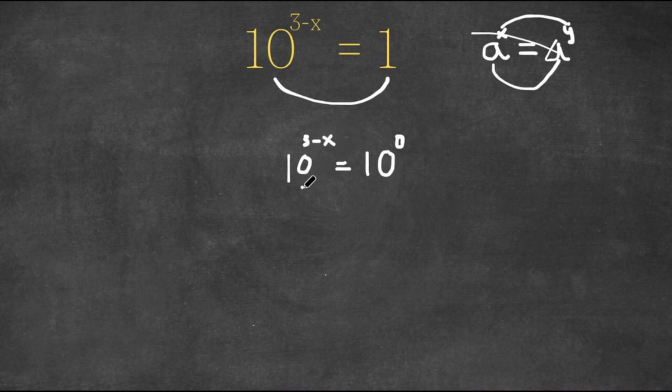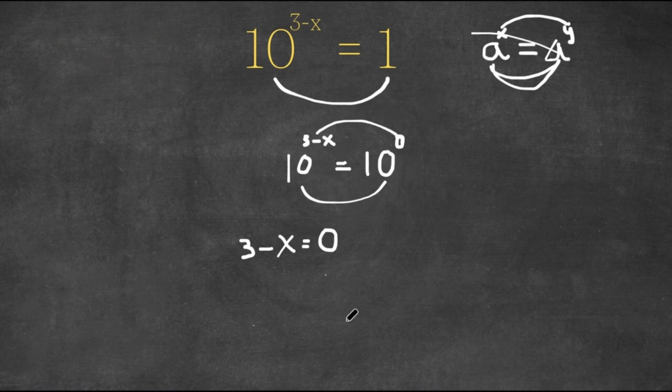Now notice how these two bases are the same, just like this one. And think of 3 minus x as x and the 0 as y. Because these two bases are the same, then these two exponents are the same as well. So we can just ignore the bases for now and just set 3 minus x equal to 0.